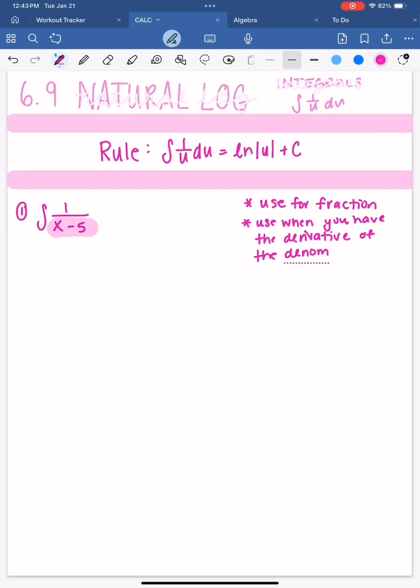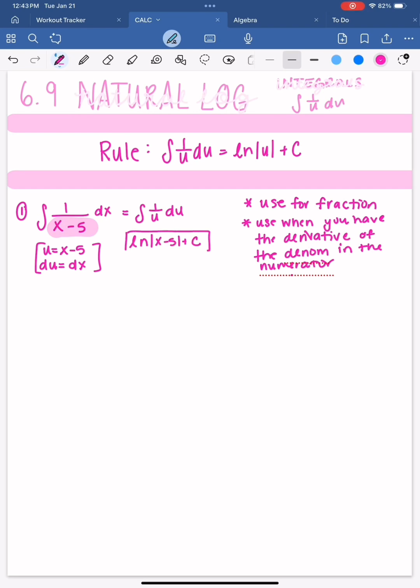Okay, so if you look at this first example here, the derivative of the denominator is 1, and we have that in the numerator. One thing I did forget here is I forgot to put my dx. So u is the denominator, u is x minus 5, du is going to be dx, and you know we only plug in for u and the dx. So let's go ahead and do that, and we're going to have 1 over u du, I reached my goal, that's going to be equal to the ln absolute value of x minus 5 plus c.